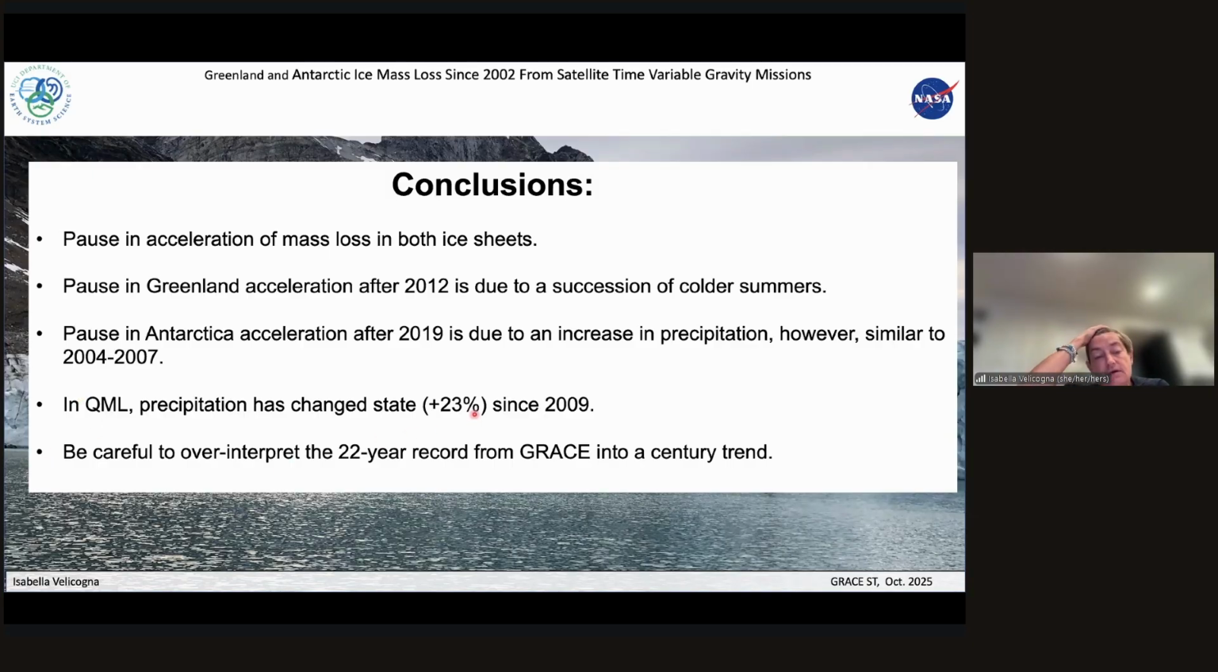the mass. And I think that we want to be careful. I mean, what this tells us is that we need a longer record. And so when we interpret the 22 years of GRACE extrapolated over a century trend, we have to be careful because, especially in Antarctica, there is a lot of interannual variability. And also there are a lot of changes that are occurring in more recent years.